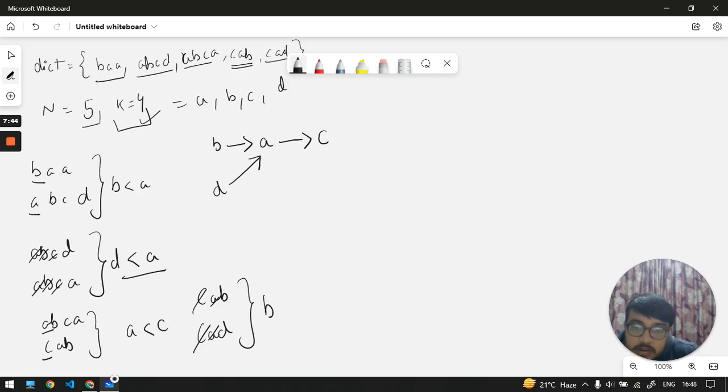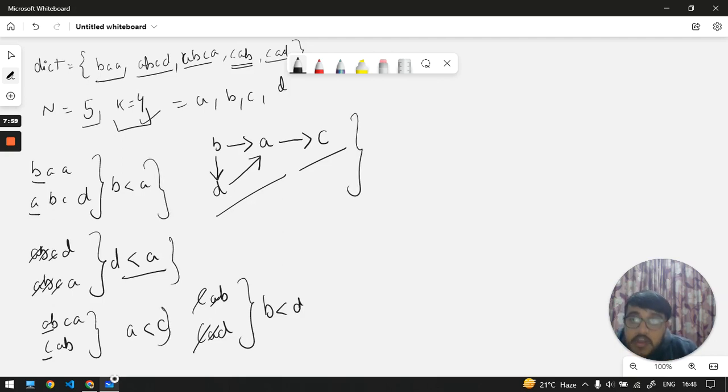So this states that B is less than D, with a directed edge from B to D. So this is our graph that we have got. This graph comes out of the conclusions we are drawing from every pair: why this is coming before this, why this is coming before this.